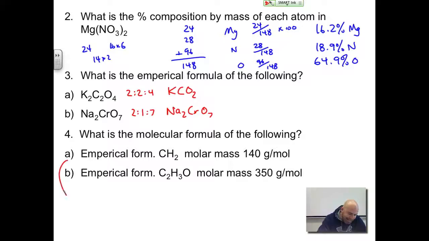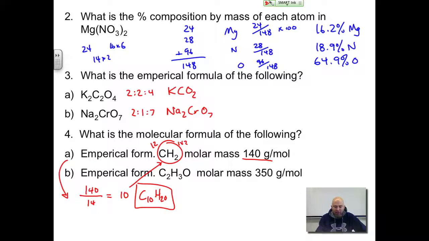Molecular formula for the following. To do A here, you take the molar mass, which is given, divided by the empirical formula mass. Carbon is 12 and hydrogen is 1, and there are 2 of them, so that's 14. I get 10, so that's going to be the factor I multiply it by. C10H, whoops, that doesn't look like a 20. C10H20 is the molecular formula for that first one.